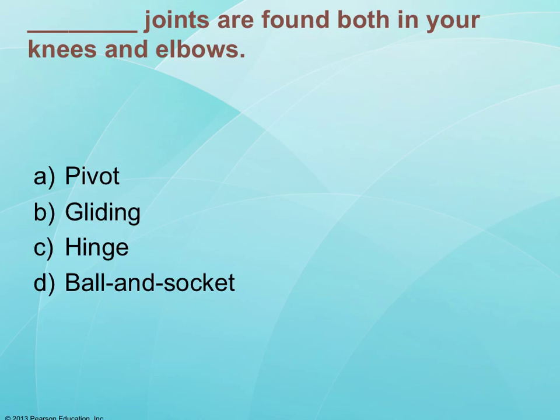So which joints are found both in your knees and elbows? The answer is C, hinge, that can be found both in your knee and elbow.